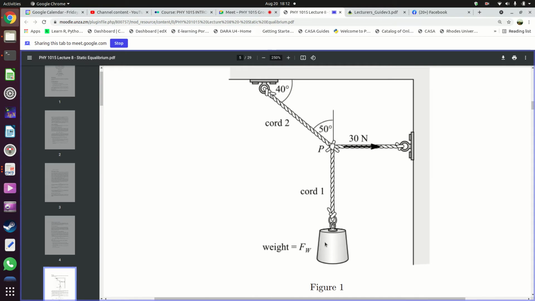Now, for us to find the weight of this particular object, which is being shown as FW here, we need to know how much tension is in each of these ropes.